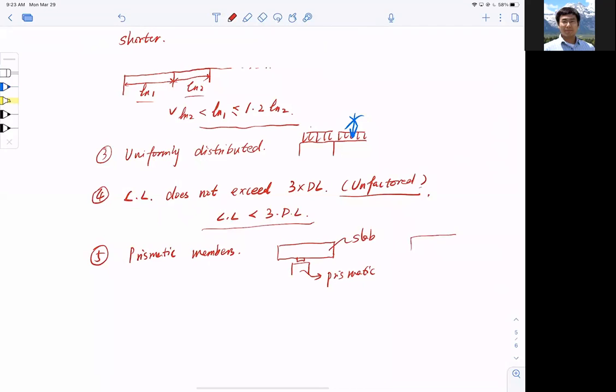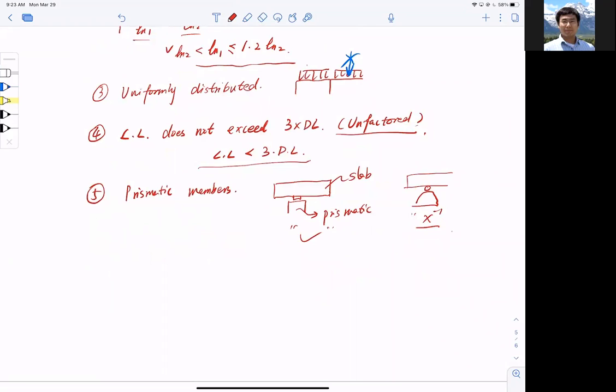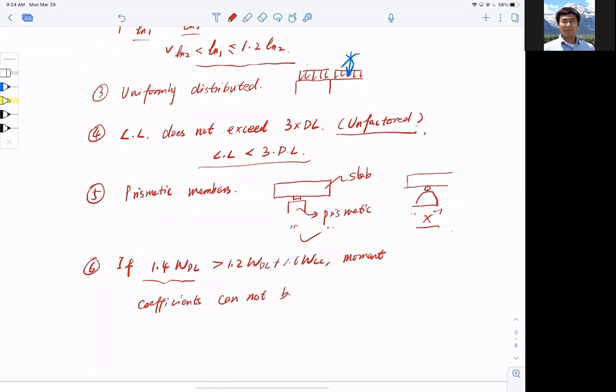Okay, so something like this will not work, right? It has to be prismatic members, squares. Now, last but not least, if the 1.4 dead load governs, that means if this is bigger than 1.2 dead plus 1.6 live, then the moment coefficient cannot be applied.